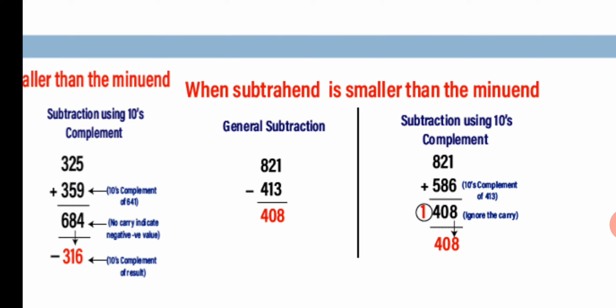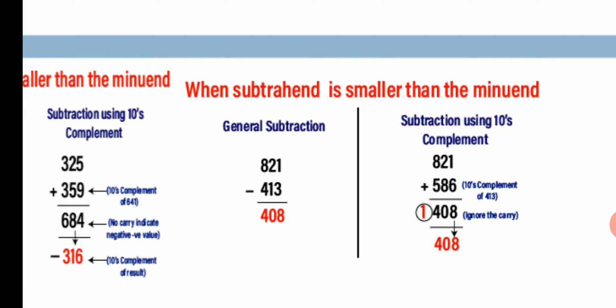So 586 as a 9's complement. You have to add one more. So the answer is 587. Not 586, 587. So 587 added with 821 is 1408, isn't it? Because 7 plus 1 is 8, 8 plus 2 is 10, 0 and 1, 8 plus 5 is 13, 13 plus 1 is 14. Now you are going to get one more carry, isn't it?